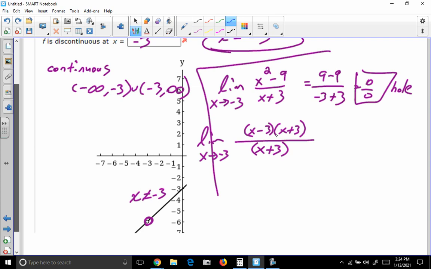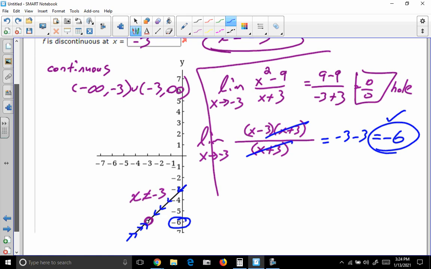Notice this fraction reduces. The x plus 3's cancel. And if we replace x with negative 3, we get a limit of negative 6. So while this function is undefined at negative 3, as we're approaching negative 3 in the x direction, we're approaching negative 6 in the y direction. So that's our limit. Since those can cancel out, this is referred to as a removable discontinuity.